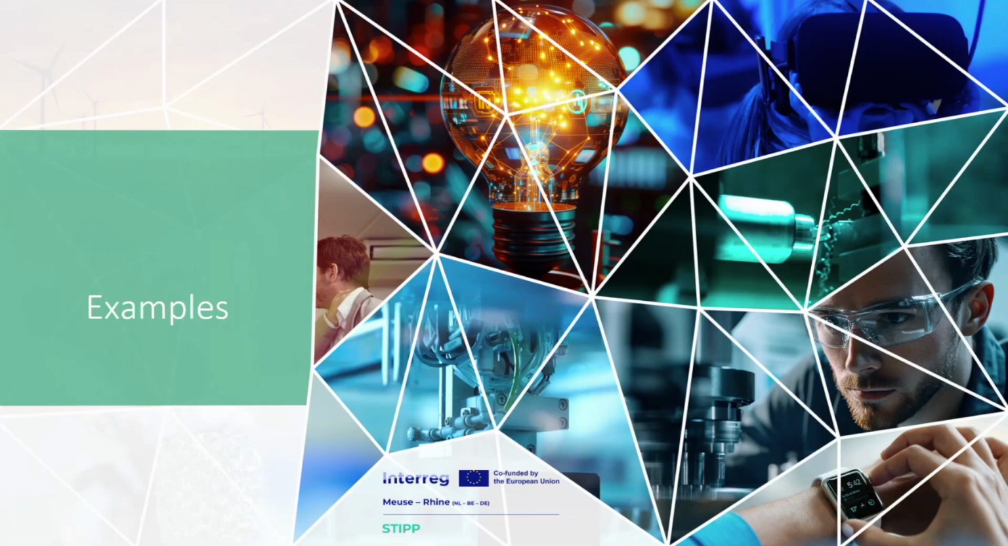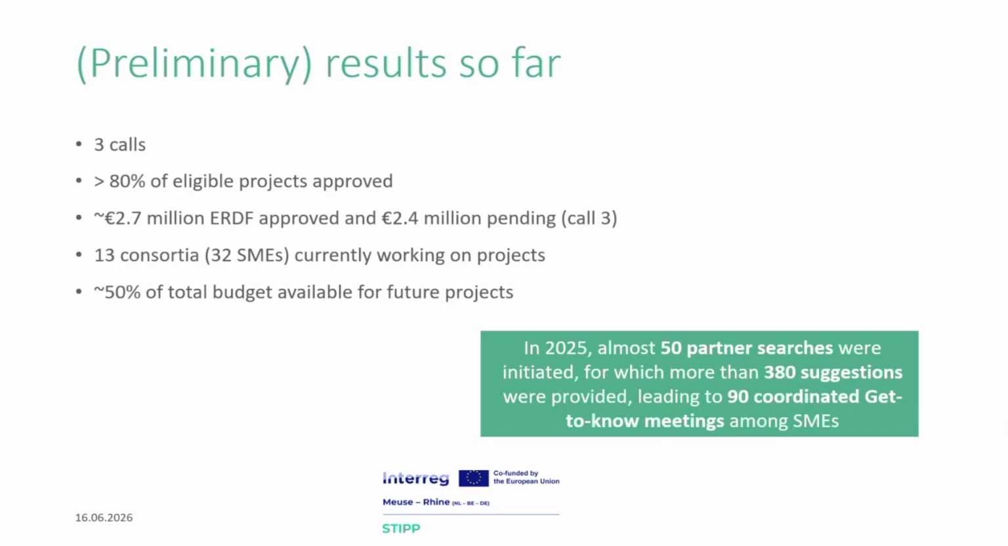Then I will go through the examples. Just a small looking back. So far we had 3 calls. 80% of the eligible projects are approved within STIPP. And this means that at the moment we approved 2.7 million and still 2.4 million is pending because call 3 is not finished yet, or the application phase is not finished yet. This will be presented at the end of this month.